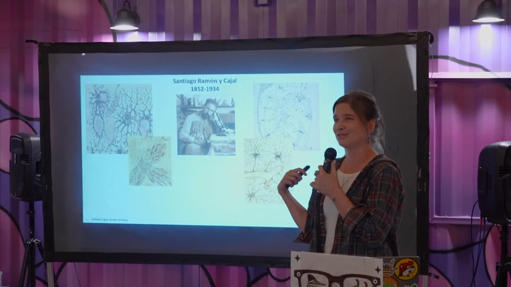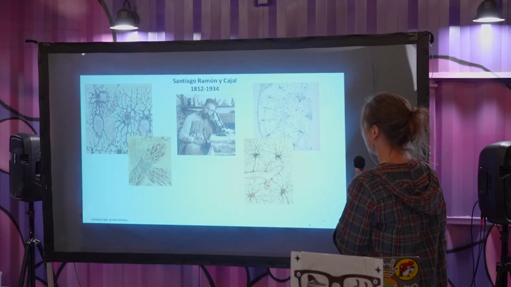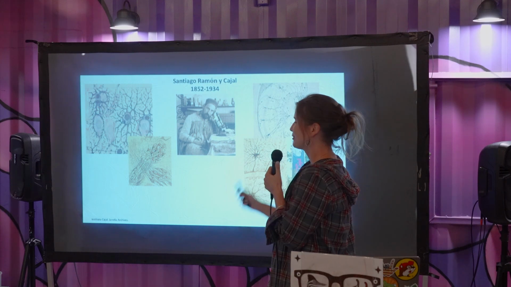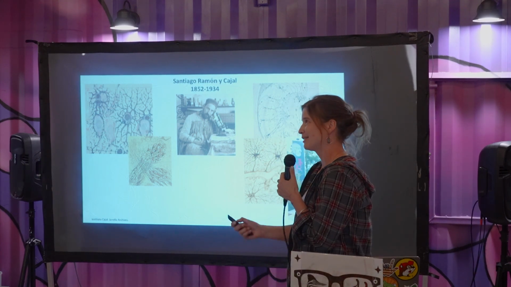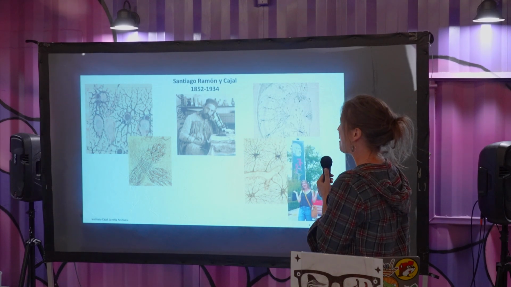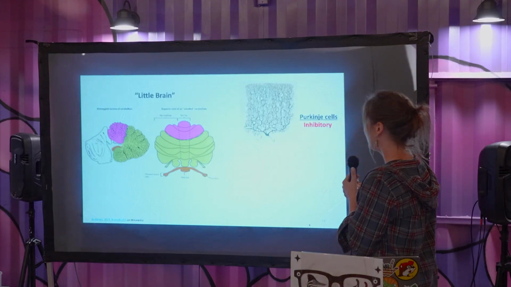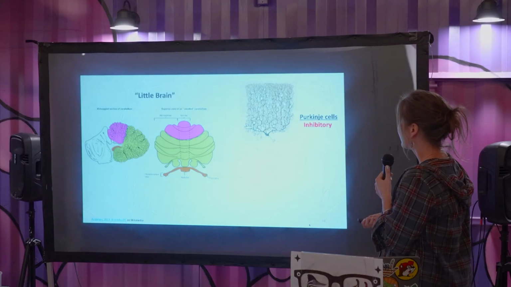I have some of his retinal neurons tattooed on my arm. I also got to go to the museum in Madrid and see some of his original works when I went there for a conference last year, which was really incredible. But yeah, his drawings are just amazing. Anyway, so Purkinje cells are inhibitory.